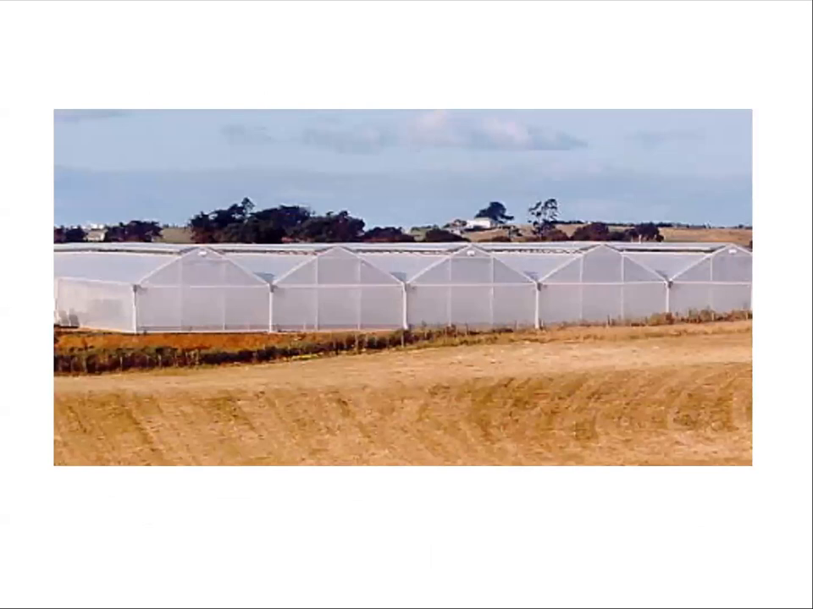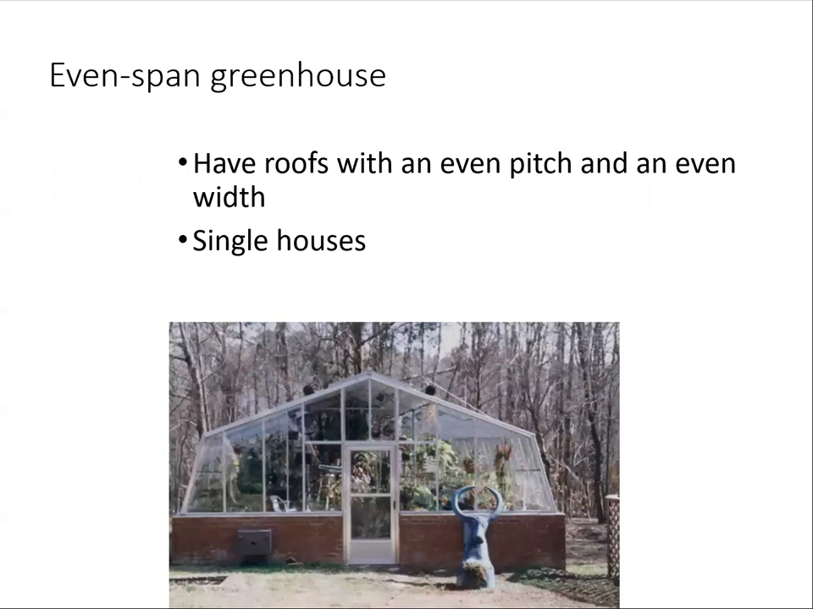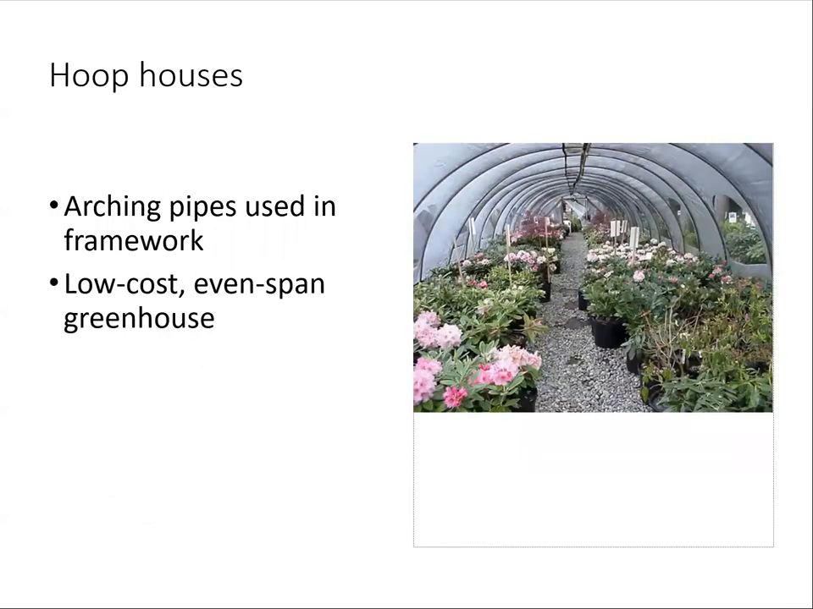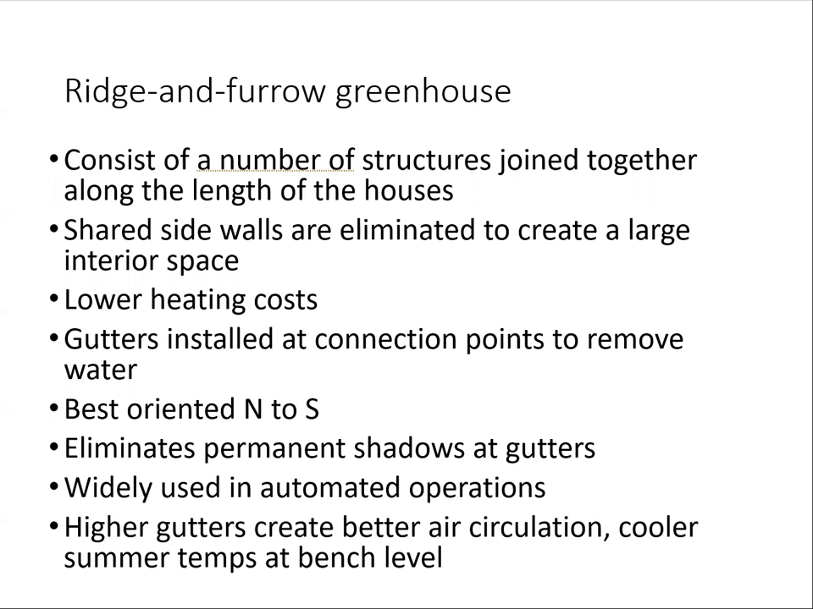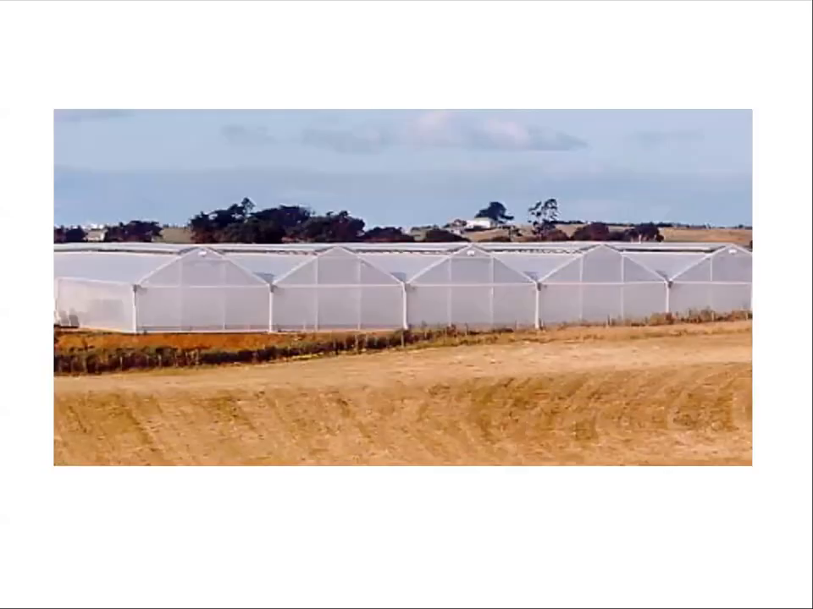Okay, so those are the basic types. We've got lean-tos, even spans, hoop houses, uneven span, and then ridge and furrow. There's a fair amount more, but generally it's some sort of modification of one of these types.